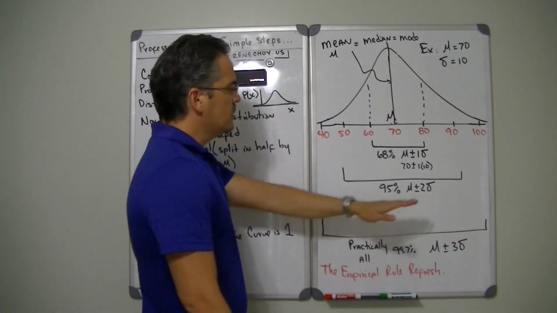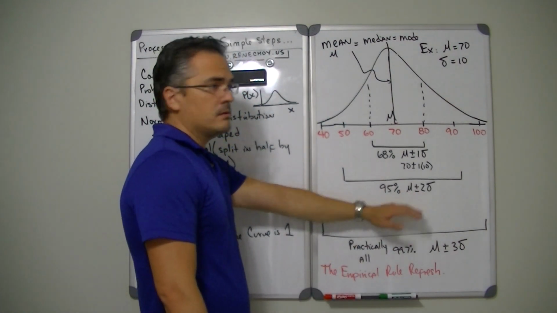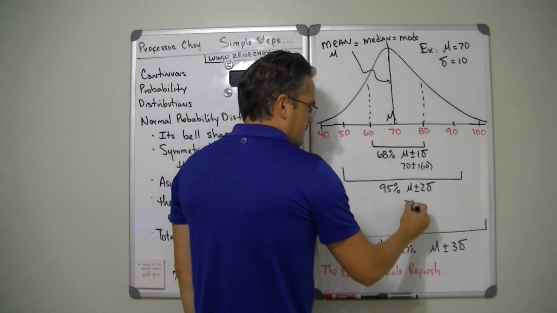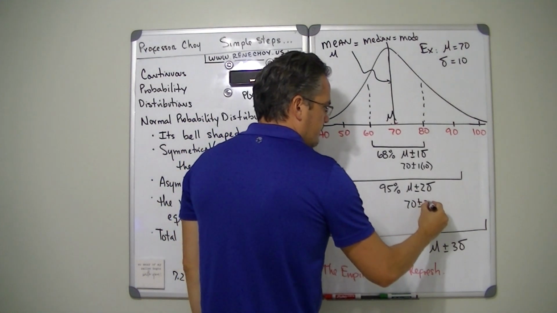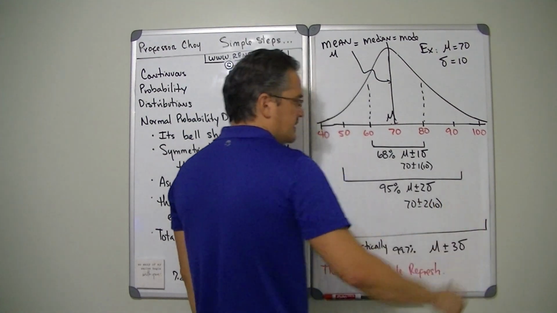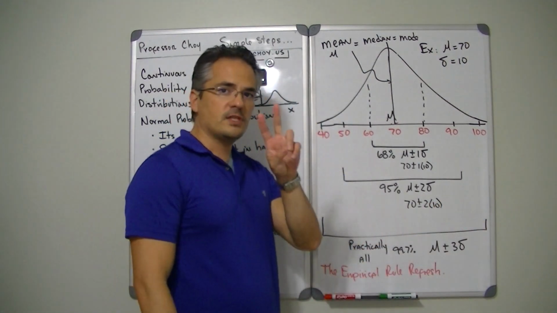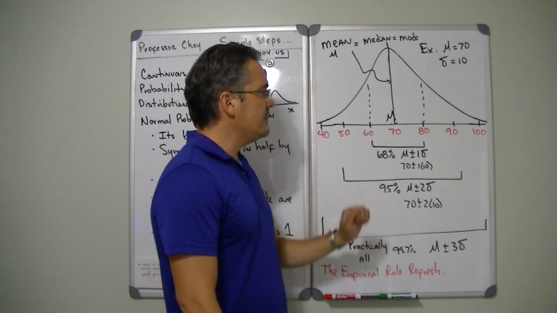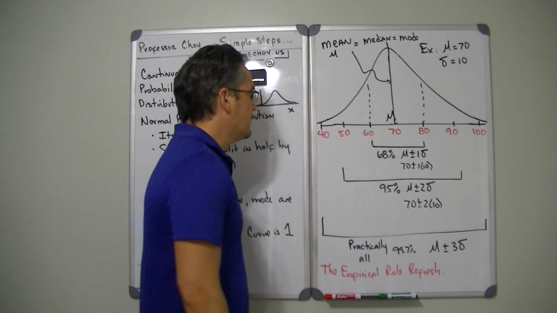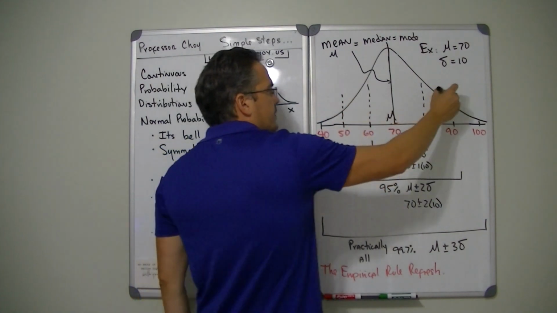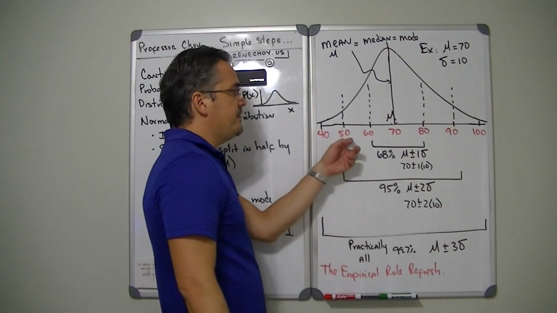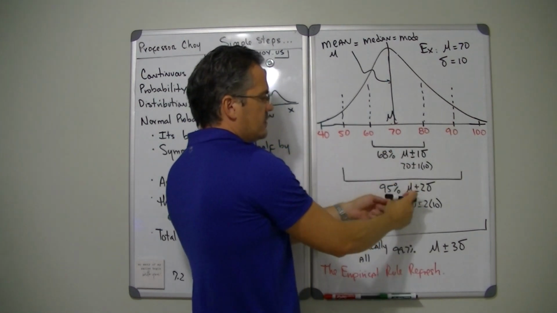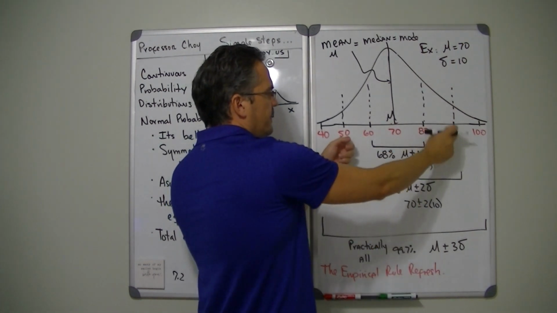Now, 2 standard deviations away is the same thing as saying mu 70 plus or minus 2 times 10. So 2 standard deviations away, you are going to find 95% of the students, between the grade of 50 and 90.